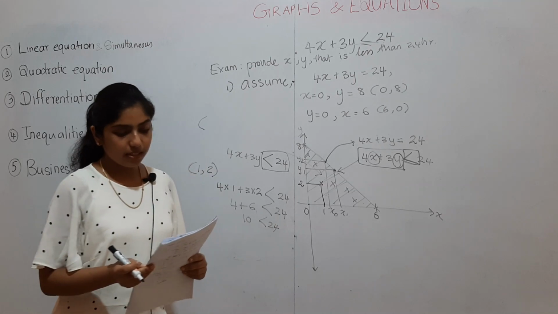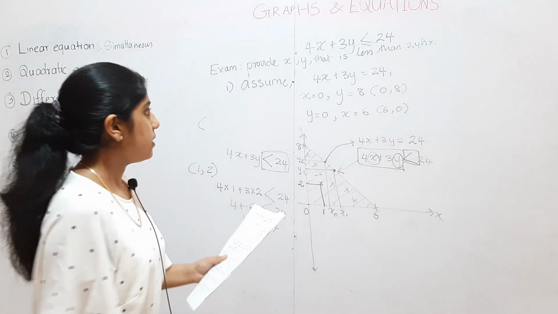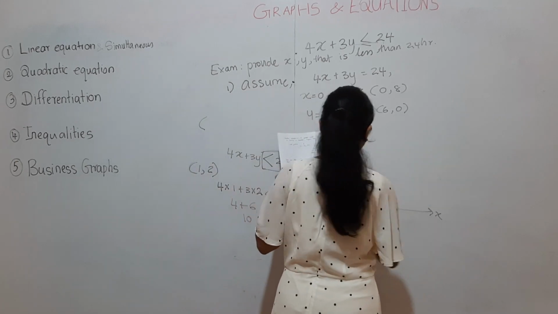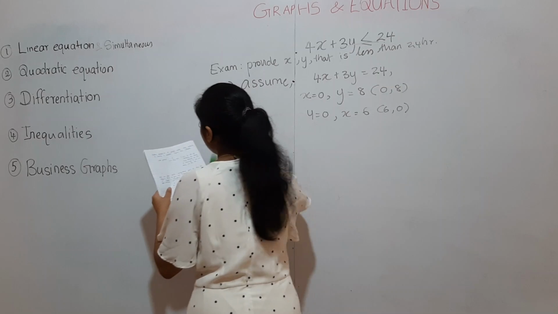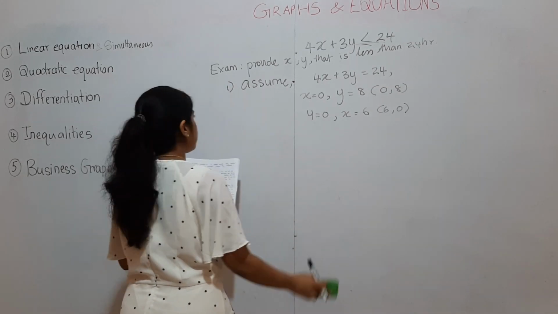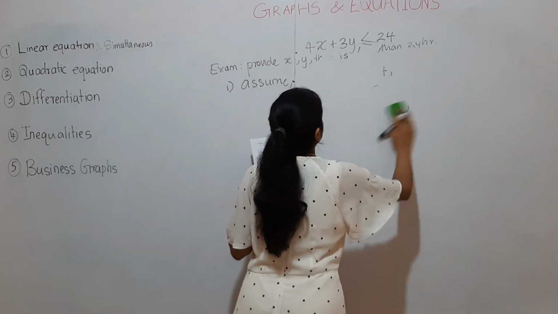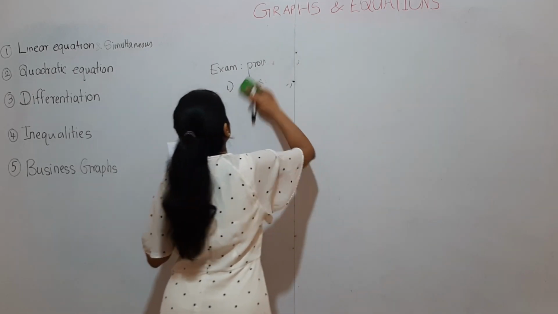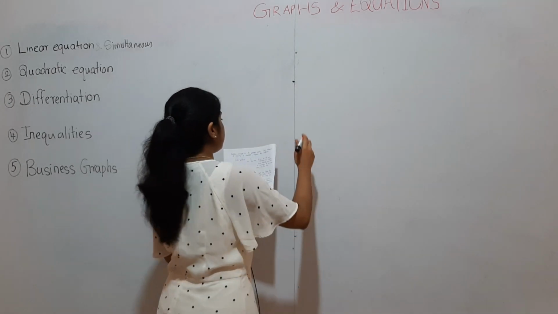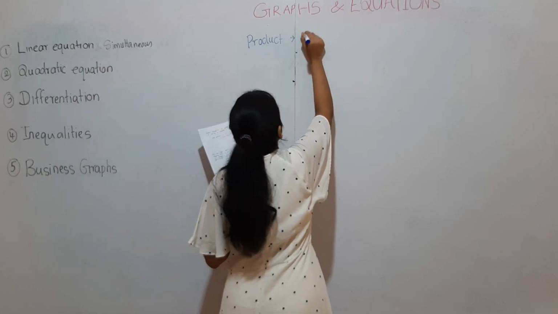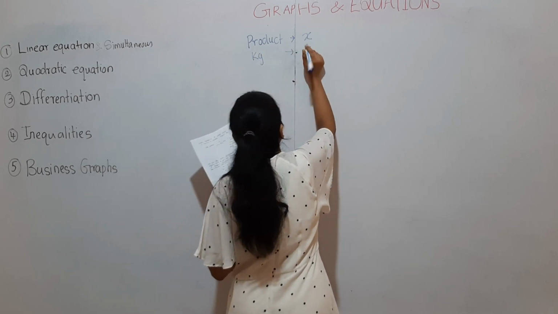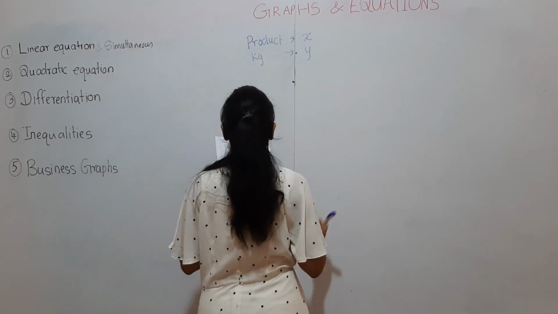Now another example, let's see. Example 2. A product needs 3 kg raw material and only 700 kg is available. Express this constraint. So now the product is output, which is the independent variable x, and kg is the dependent variable y because it depends on the products, how many products we buy.